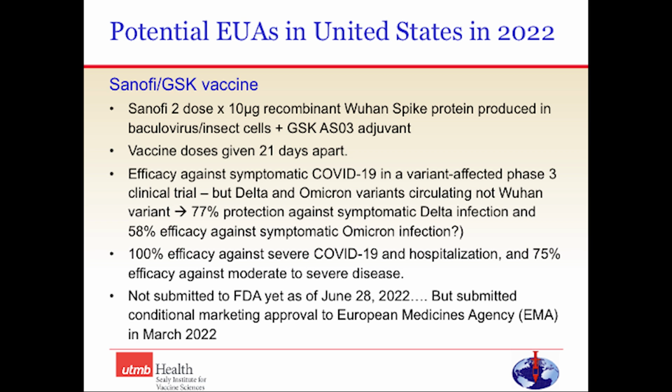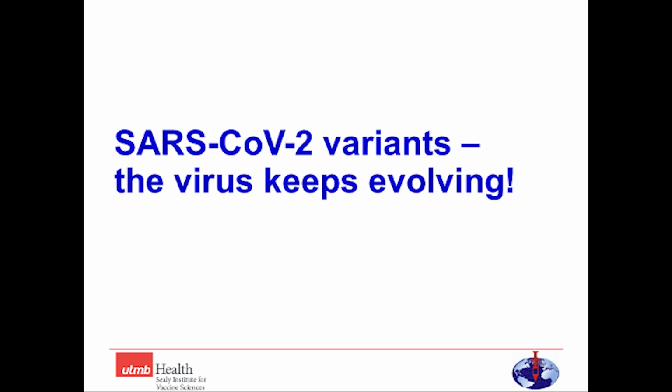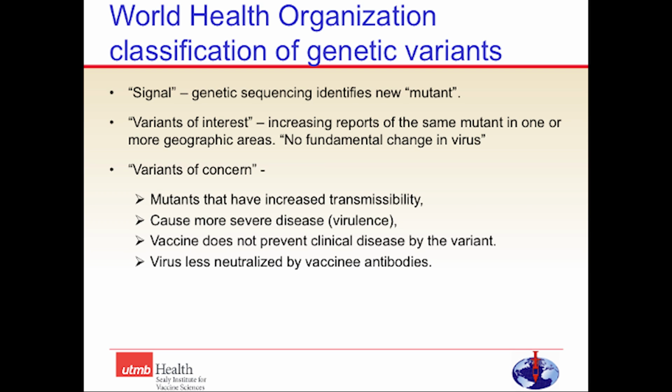The big problem we have with COVID is that the viruses keep mutating, and we keep getting more and more new variants appearing, and the challenge is how do you keep up with all these viruses that are changing. The WHO has a classification of genetic variants. They have an organization of labs around the world which are continually sequencing viruses from various countries. And they identify variants of interest from increasing reports of the same mutant being found in more than one geographic area, but there's no fundamental change in the virus.